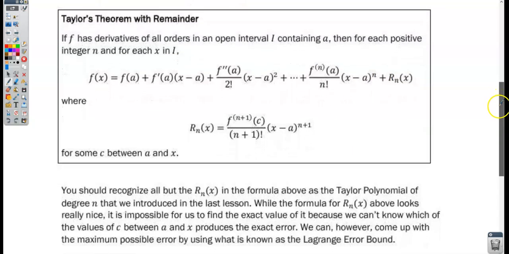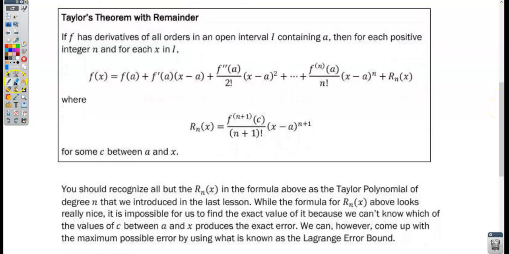Now, let's break this down, and I've got a little bit of narration below the box. You should recognize that everything here is the Taylor polynomial that we worked so hard finding in the last section. And the only thing that we need in order to make this exactly the function is this remainder. There's always a remainder that, if we added it to the polynomial, we would get the actual function.